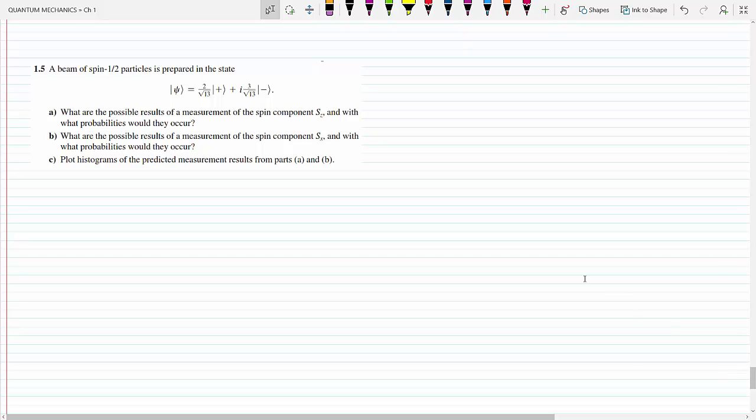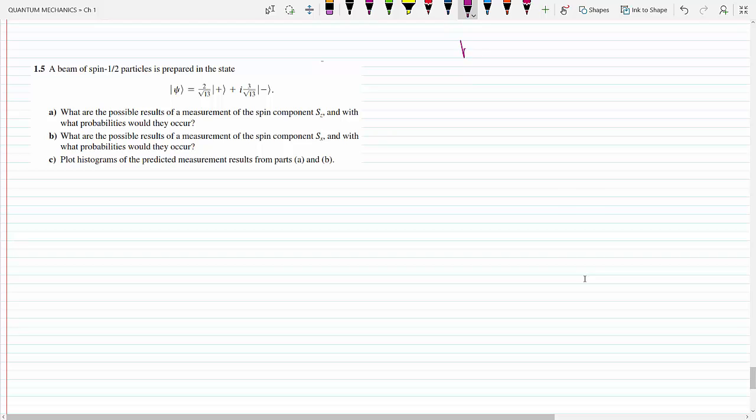Okay, so we have a beam of spin half particles, and we have it in this state. And it says, what are the possible results of a measurement of the spin component as Z, and with what probabilities do they occur? So just to give you a hint, we know that the spin components in the Z direction are either going to be a half or a minus half, meaning h over 2 or minus h over 2.